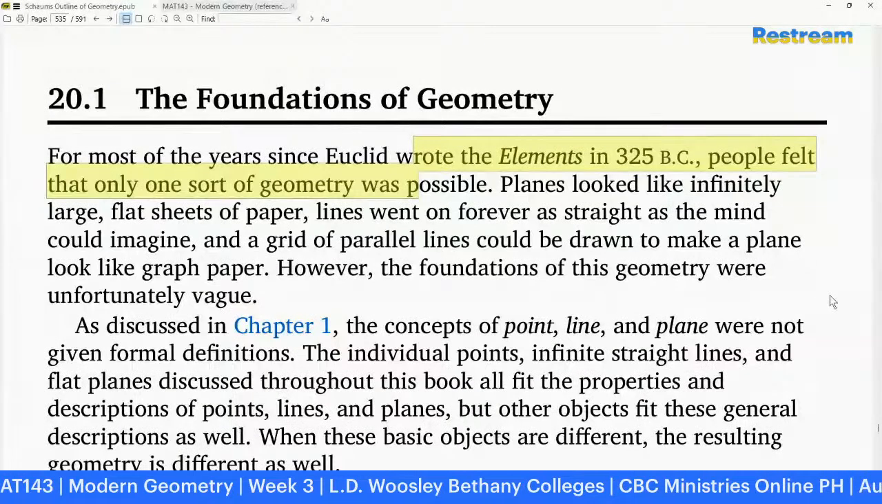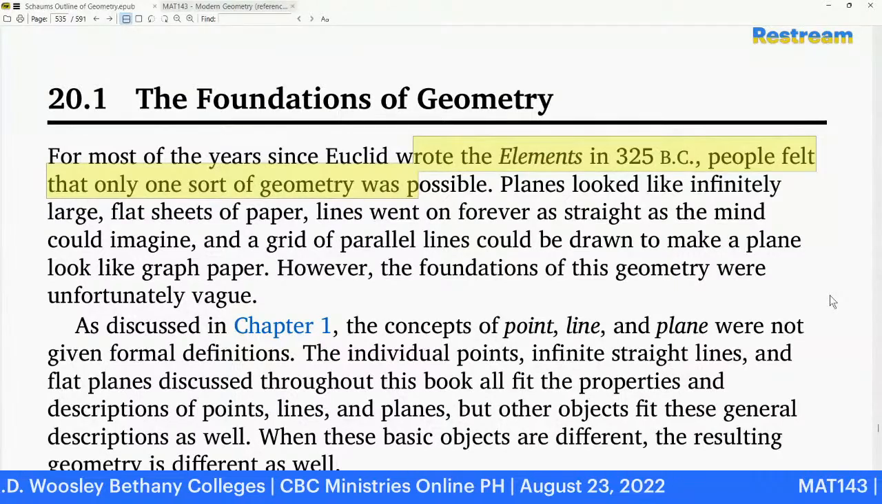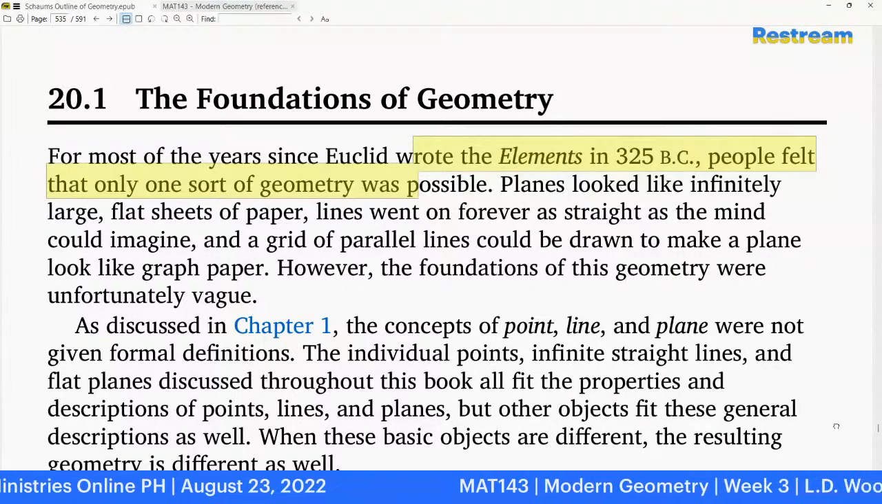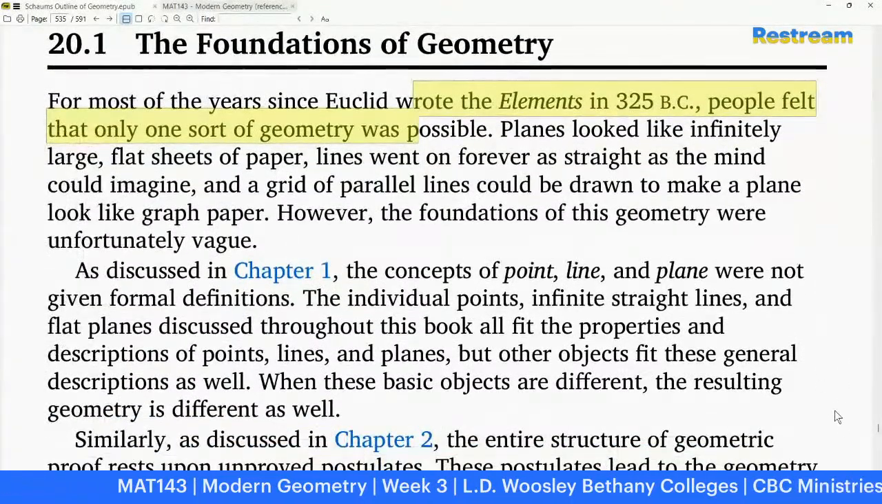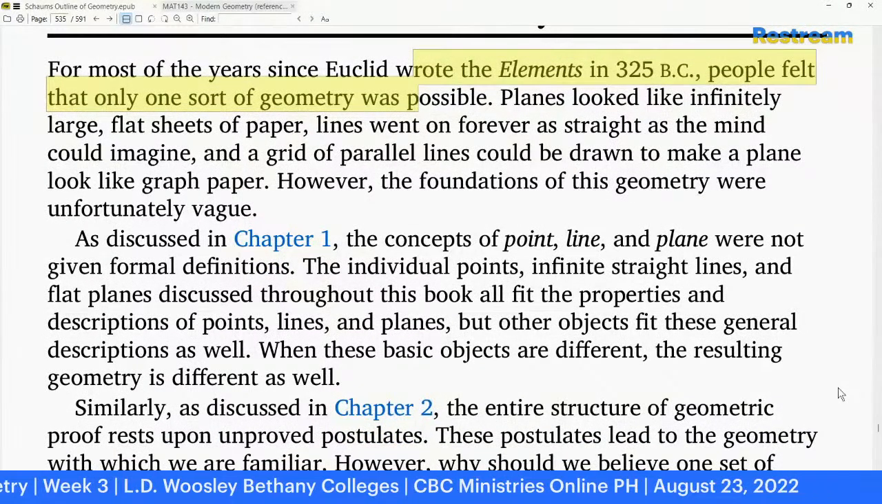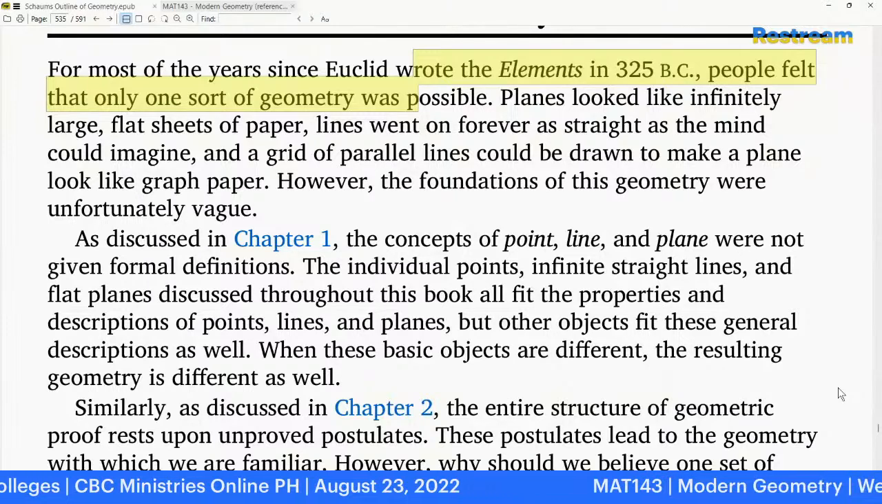We have so far discussed chapter 1, concepts of point, line, and space. They don't have any formal description. They are referred to as undefined terms. Kasi necessary talaga yung undefined terms para hindi maging cyclic yung inyong definition. So, necessary siya.